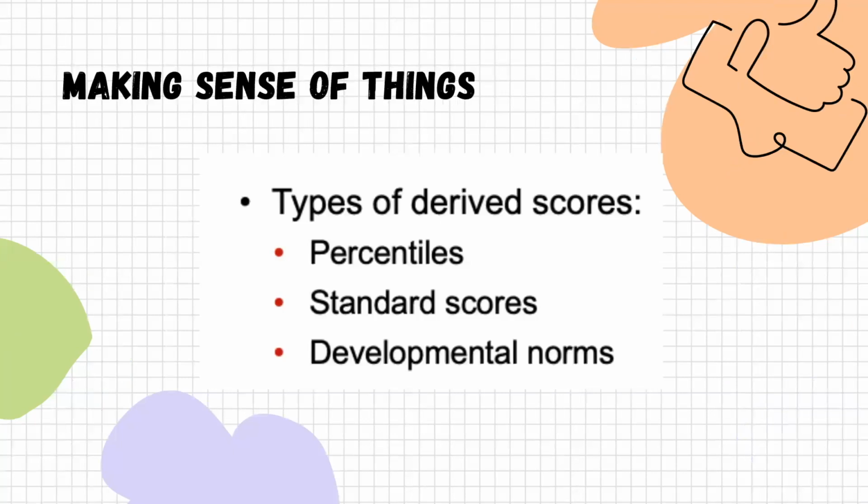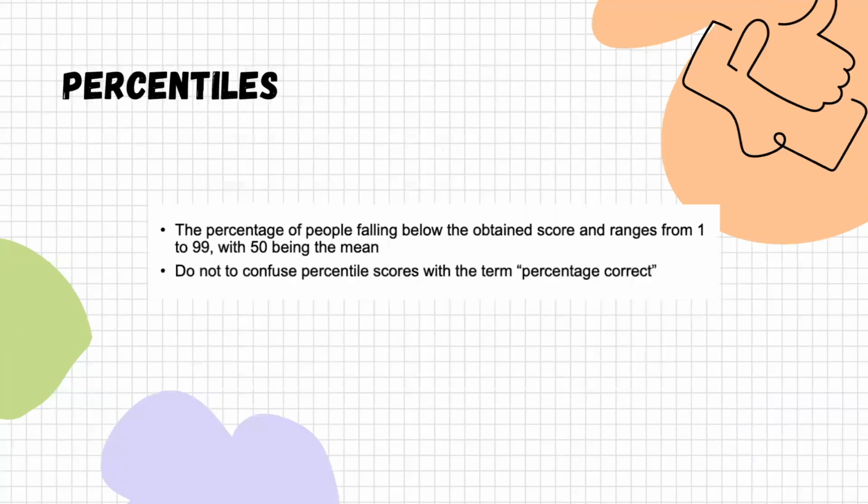So making sense of things, we have types of derived scores. Those are percentiles, standard scores, and developmental norms. Percentiles are the percentage of people falling below the obtained score and range from 1 to 99, with 50 being the mean. Don't confuse percentile scores with the term percent correct.